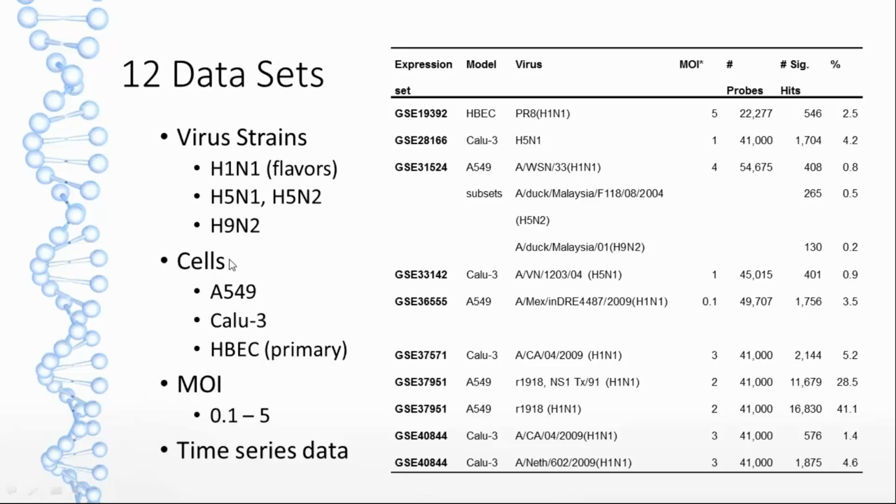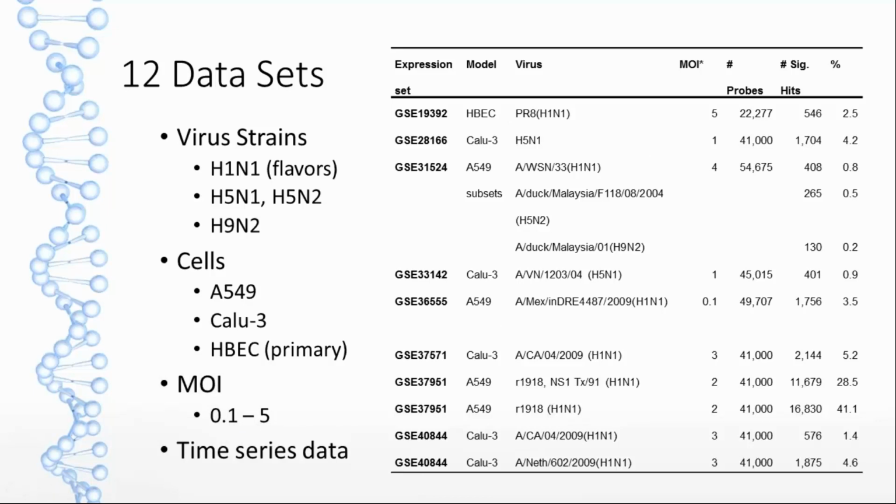We use 3 different cells. They are 2 cell lines, A549 and KLO3. The A549 is a lung cancer cell, the other, KLO3, is a bronchial cell, but we also have primary cells. This is the human bronchial epithelial cell. And then we also look at different levels of infection. This is the multiplicity of infection, the MOI, in our case ranging from 0.1 to 5, which is already rather large and high, but nevertheless for this HPEG it was apparently necessary.